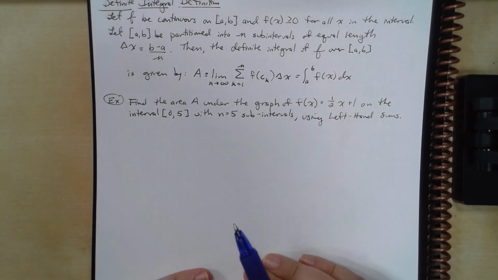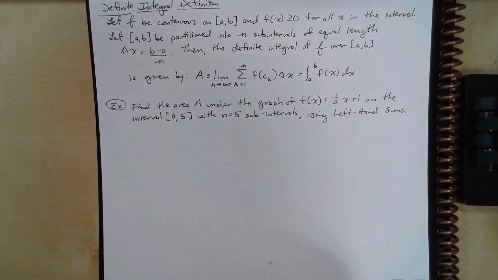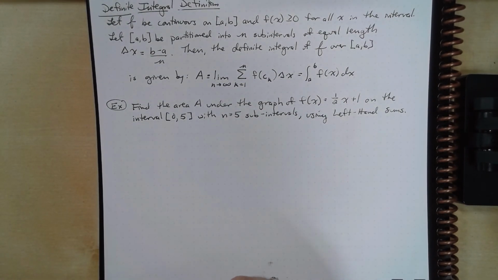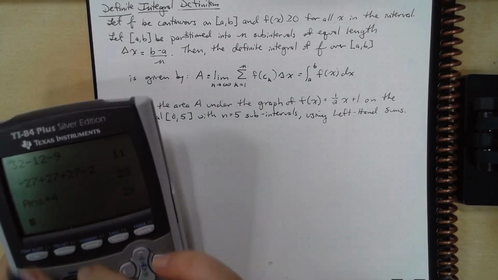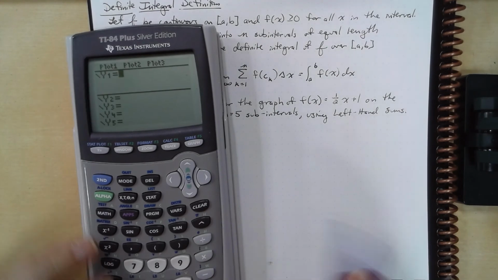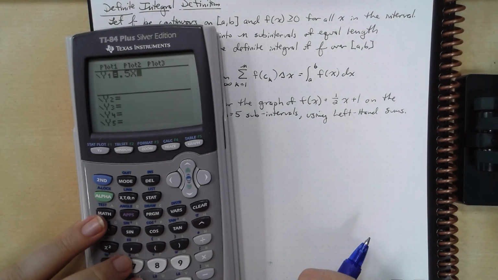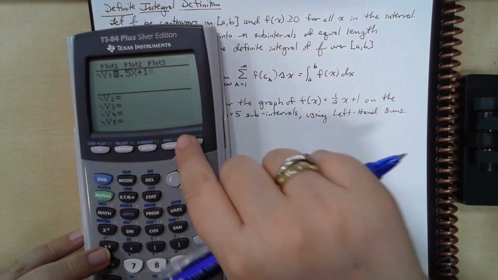So we want to find the area A under the graph of f(x) = 1/2 x + 1 on the interval 0 to 5 with n = 5 subintervals using left-hand sums. Okay, so I'm actually going to draw this graph on my calculator just so I can see what this looks like and give you a visual.